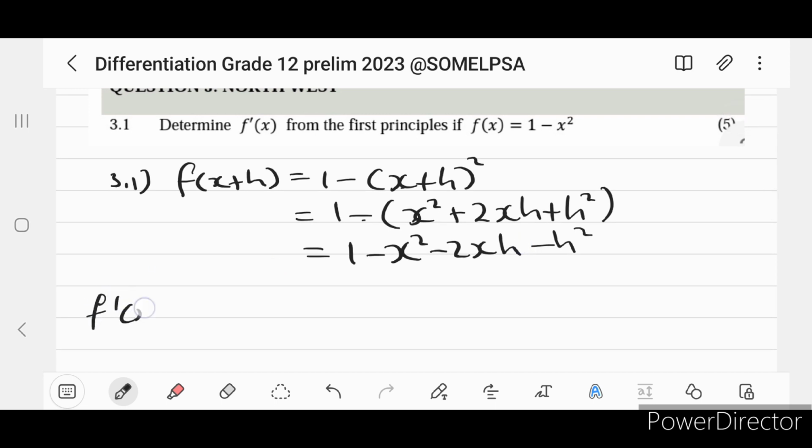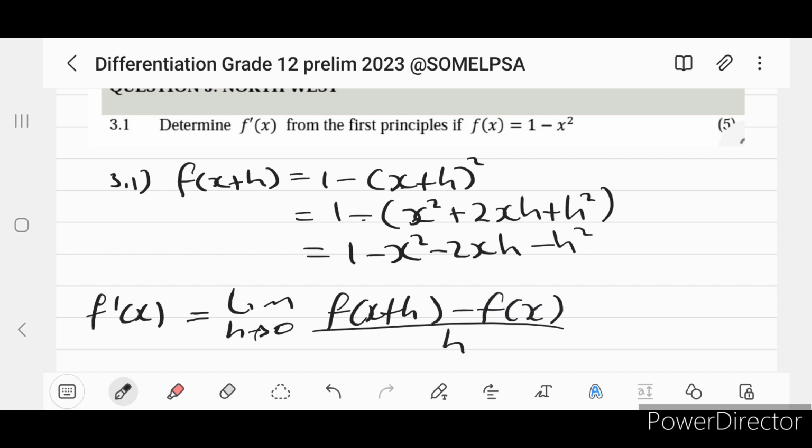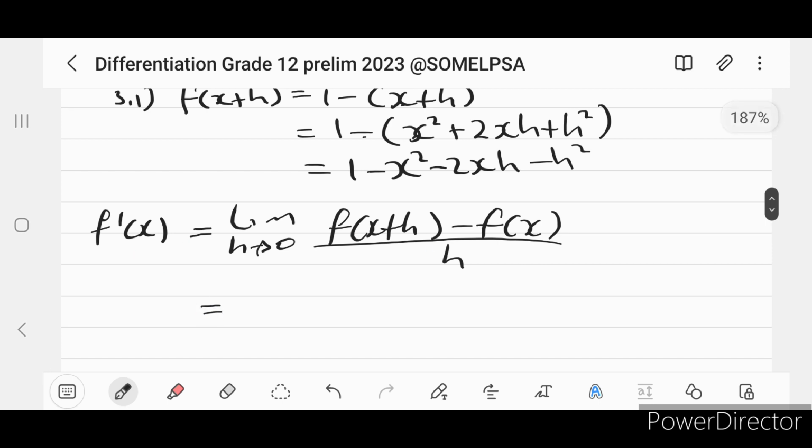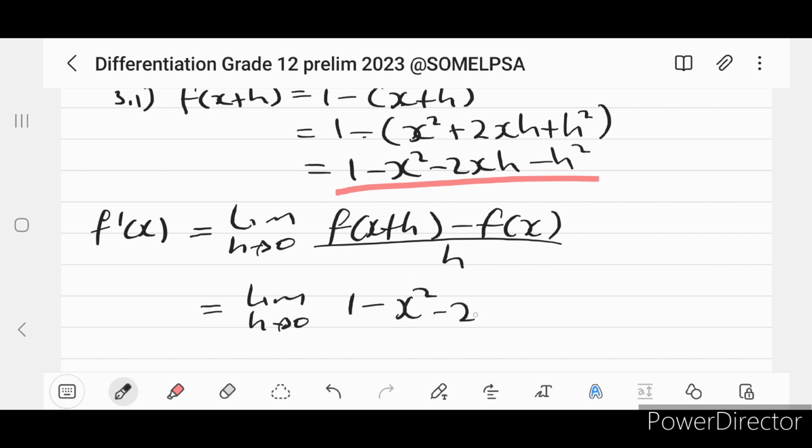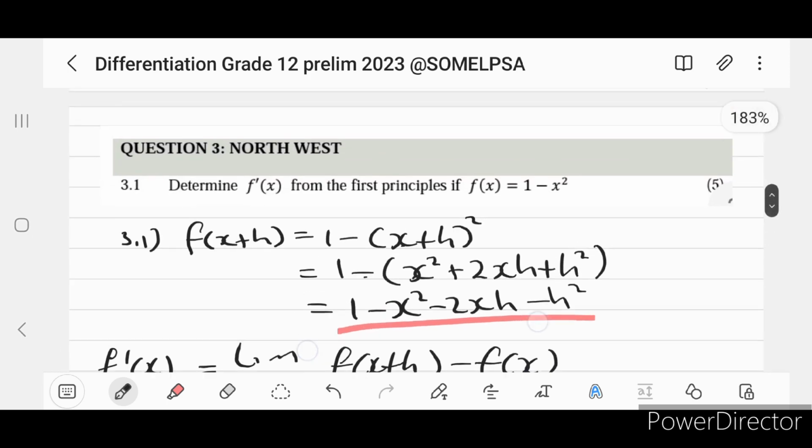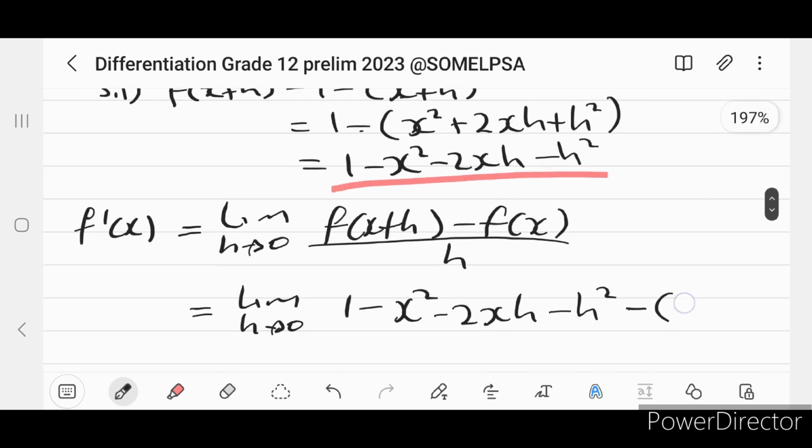Therefore, the derivative equals the limit as h approaches 0 of f of x plus h minus f of x, all over h. It's very important to always write the formula. You start with the formula. So limit as h approaches 0, f of x plus h is 1 minus x squared minus 2xh minus h squared. That is f of x plus h. Then minus f of x, which is 1 minus x squared, divided by h.